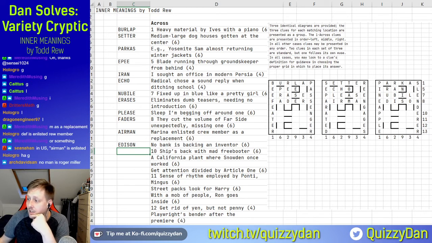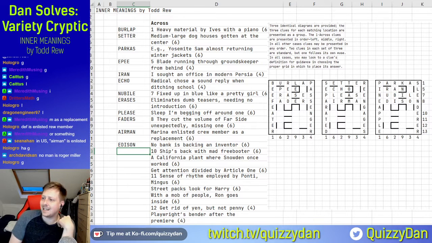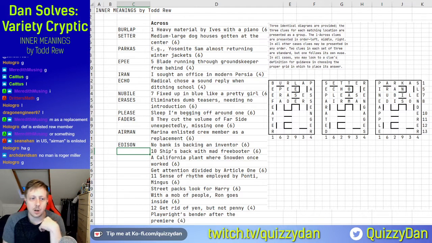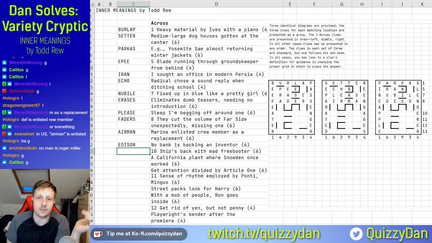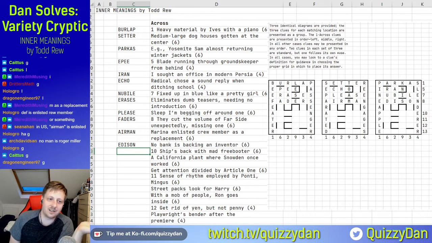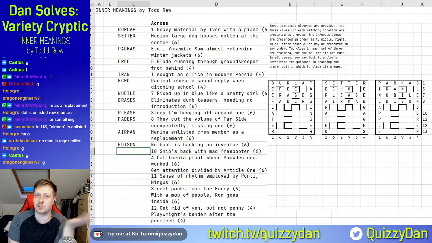10 across. Ships back with mad freebooter. Stern would be a mad. So it's AN, AA, or PE. I do appreciate that we'll basically not have any down clues to solve when we do all this. All we're going to basically be doing is the across clues because the down clues will basically be done. Okay, you're getting this one. Ships back with mad freebooter. Freebooter. Oh, right, okay.